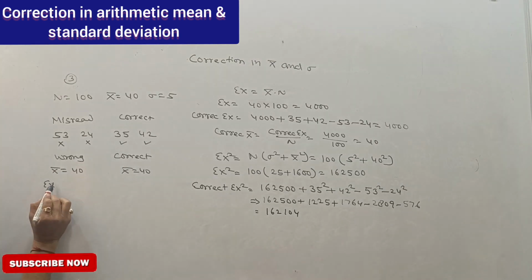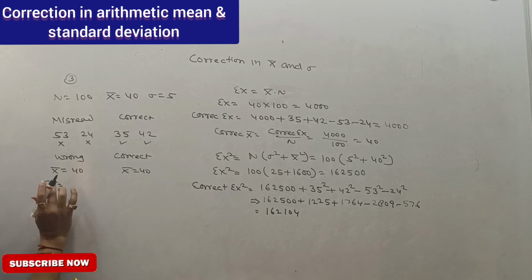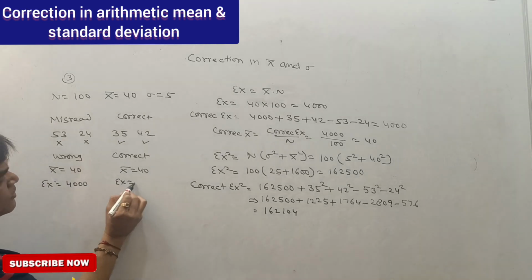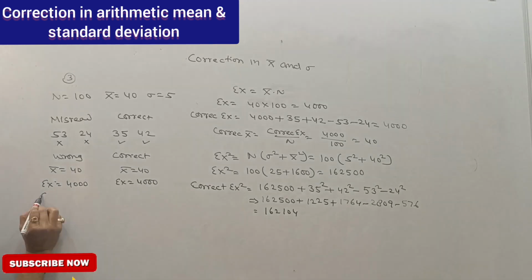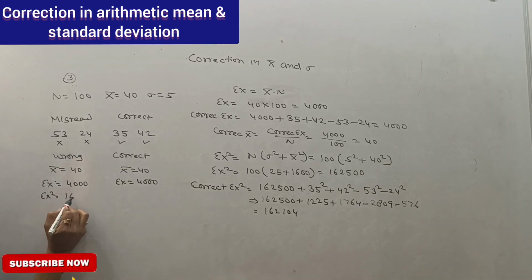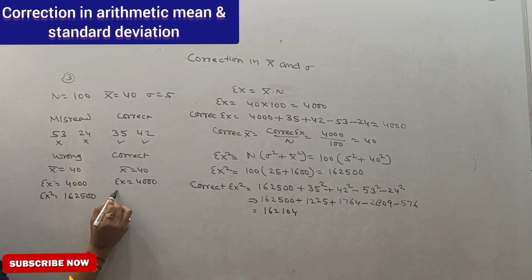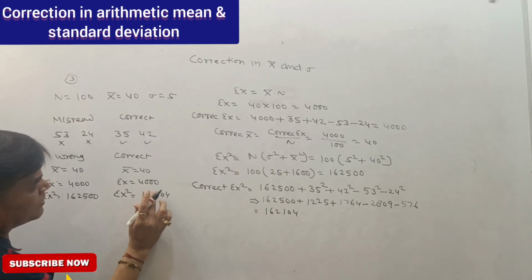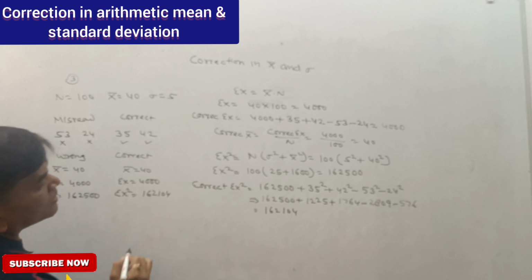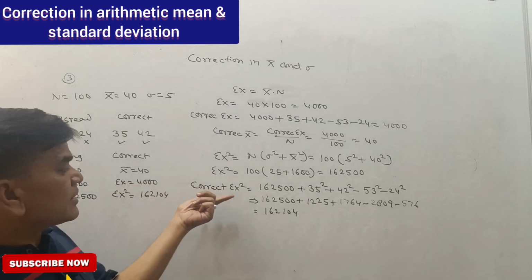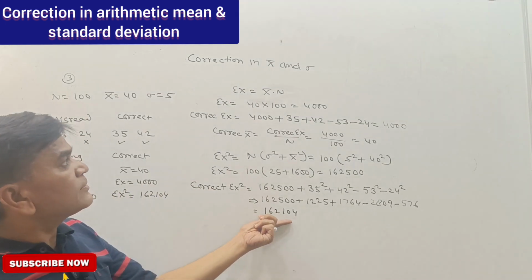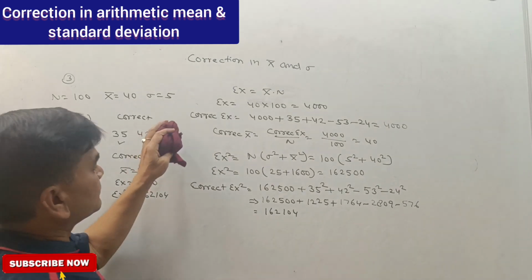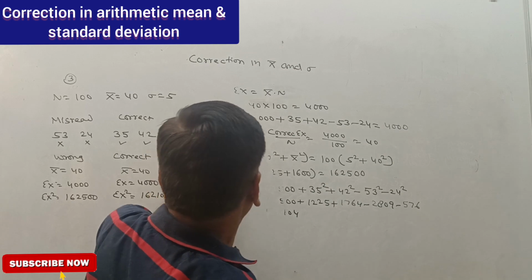Sigma x wrong is 4000, sigma x square firstly 162500, sigma x square corrected 162104. So we get the correct sigma x square here, for getting the correct arithmetic mean and correct standard deviation.